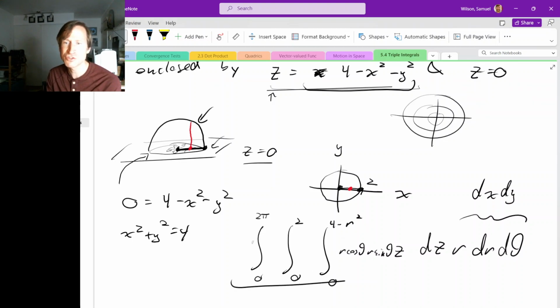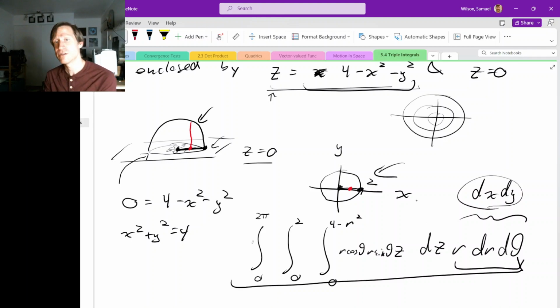Okay, so now we have a triple integral we could calculate, but we've replaced our x's and y's with polar coordinates for the xy plane. So depending on what your region looks like and what your integrand looks like, you can use polar coordinates for x and y, for x and z, or for y and z, whichever is most convenient.